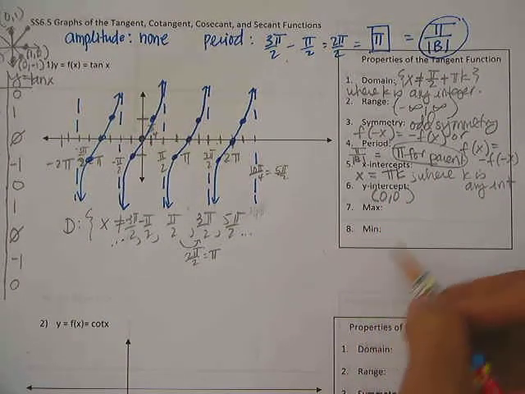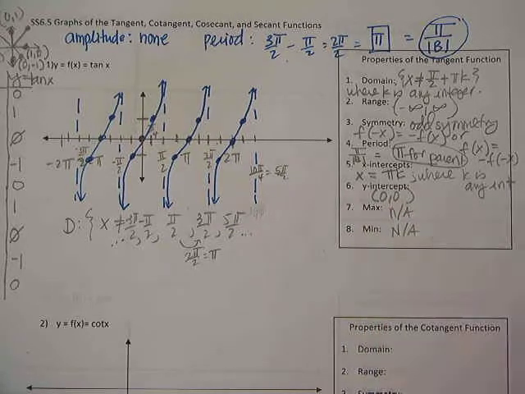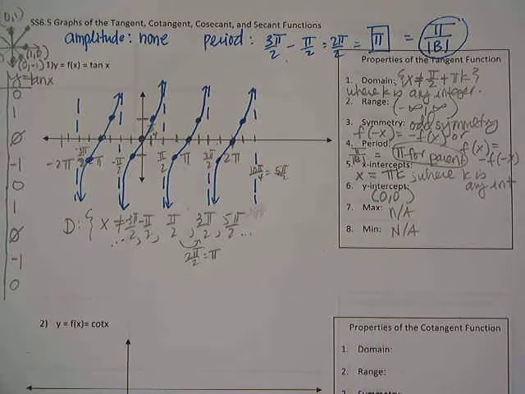Maximum and minimum, because it goes up forever and goes down forever, there's none. Okay? You can write NA or you can write none. So that is the parent function.